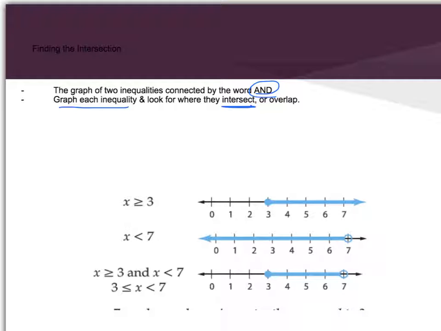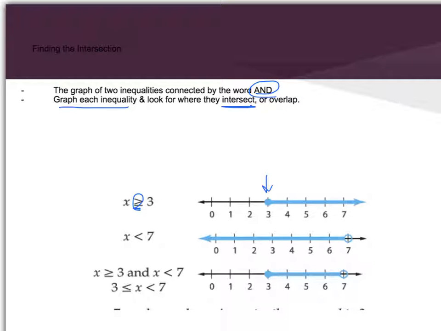So here, if we had x is greater than or equal to 3, notice we use a closed circle because we have the greater than or equal to symbol. And we shade to the right because x is bigger than 3. Then we also have x is less than 7. So we use an open circle because there is no less than or equal to symbol here, and we shade to the left.